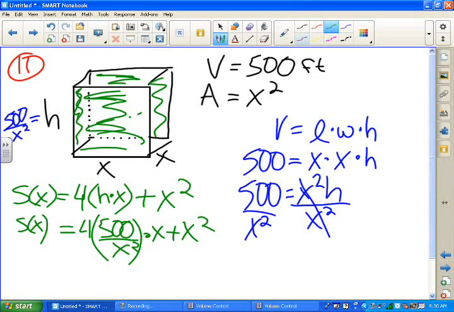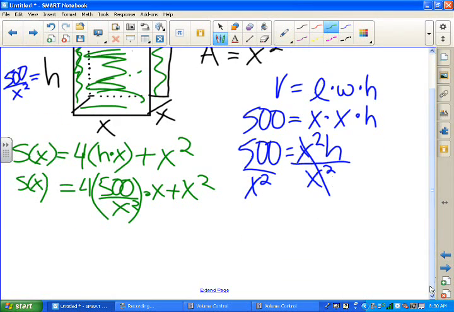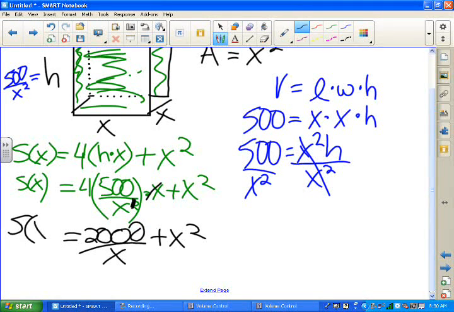X is just x. And so now I have a quadratic type equation that I need to find the minimum value for. Now the leading coefficient is actually a positive 1, which is a quadratic that opens up. So that's good. No mistakes yet. So now I've got 2,000 over x plus x squared.